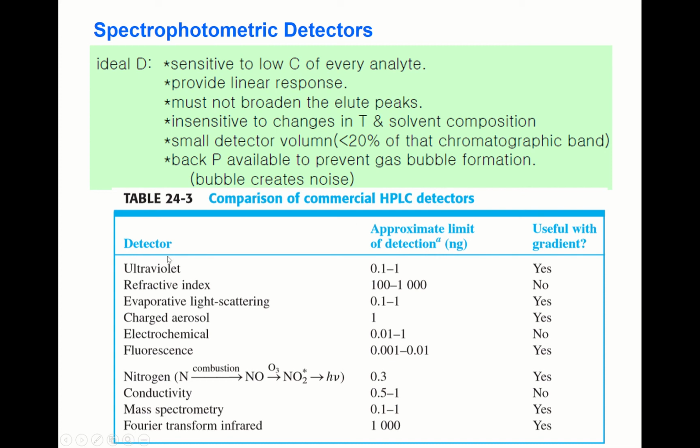Okay? So let's take a look at the list of HPLC detectors. Okay, there are many kinds: ultraviolet, refractive index, and so on, and evaporative light scattering. Okay, so I would say the ultraviolet detector is the most widely used detector for HPLC. Okay, so we'll briefly overview these detectors.